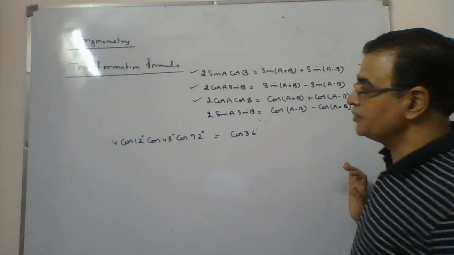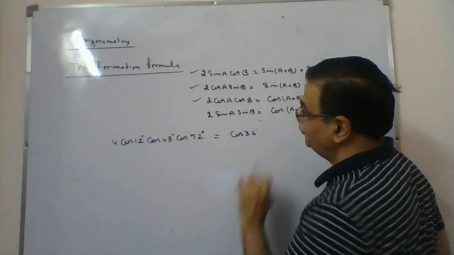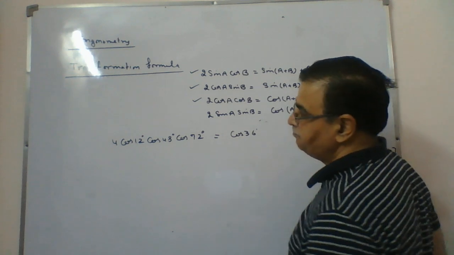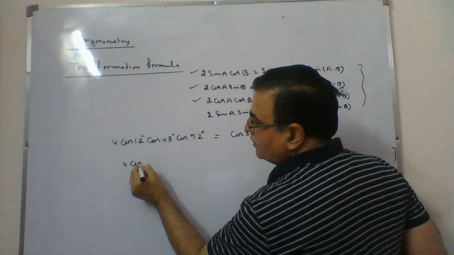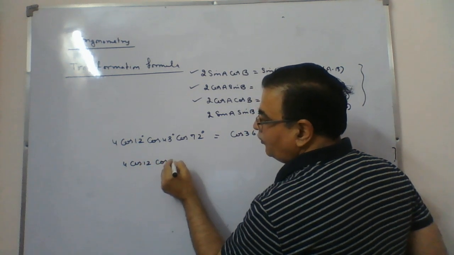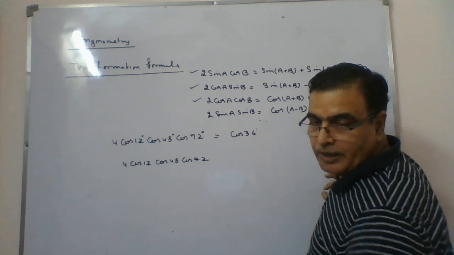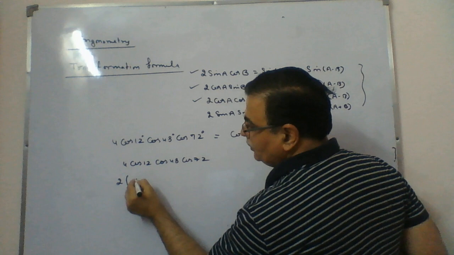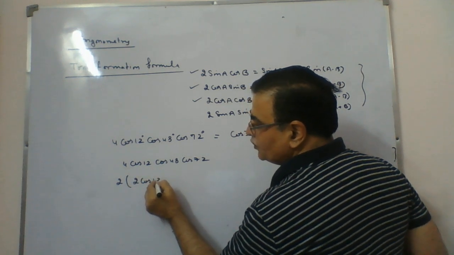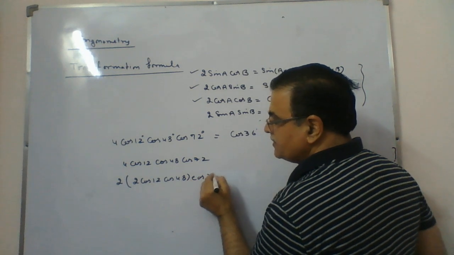Yes, this is the next question: 4 cos 12 cos 48 cos 72. We should prove this equals cos 36. So again we'll start with this side. 4 cos 12, cos 48, cos 72. In this case, no value is known to us. So what we do in this case, I'll take 2 out. Left is 2 cos 12 cos 48, and here it is cos 72.